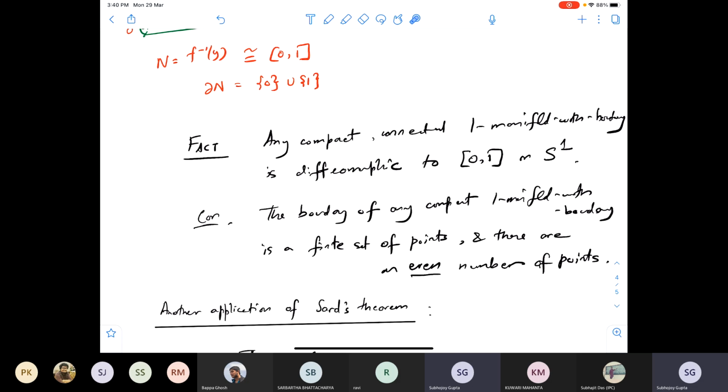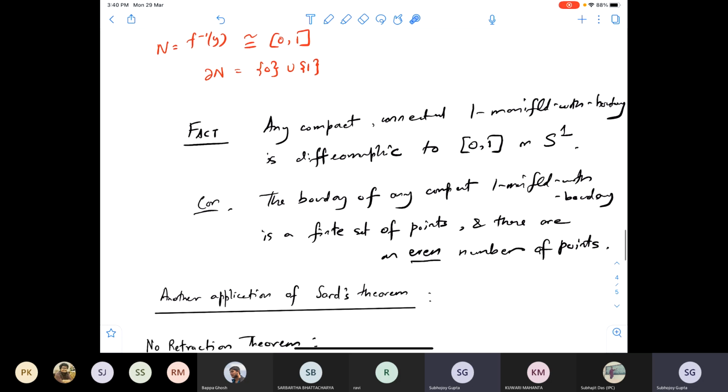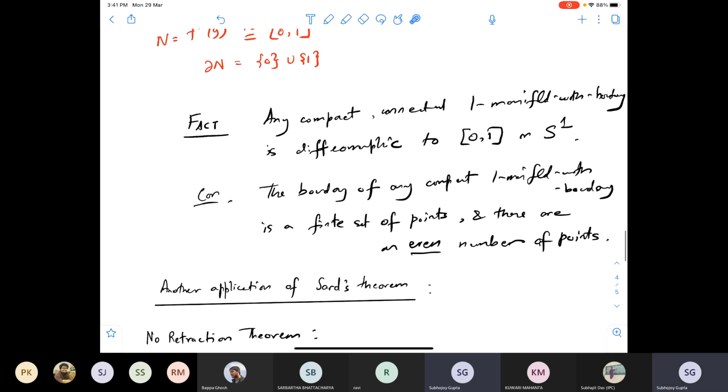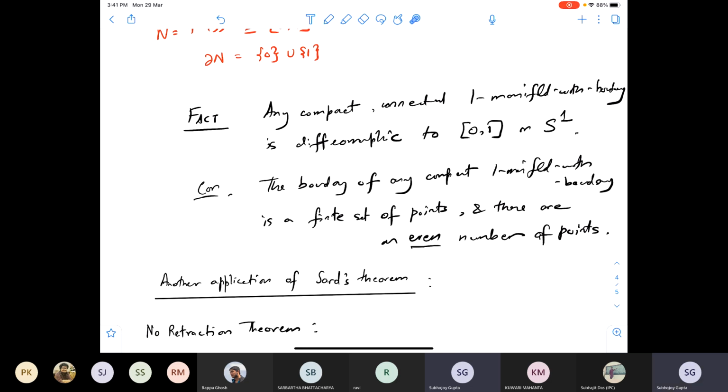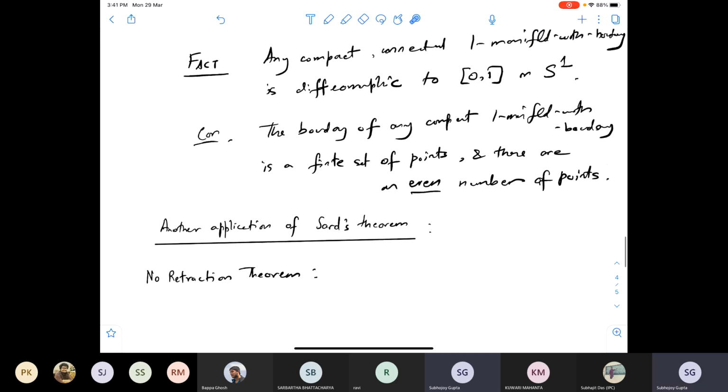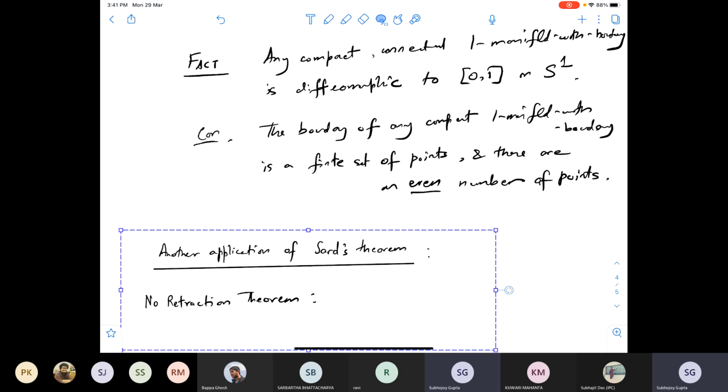You can find a proof of this, by the way, in Milnor's book, Topology from the Differentiable Viewpoint. I won't get into the proof of this fact, but it's not so difficult. Okay, fine. So this corollary is something to keep in mind. We are going to try to use this also.